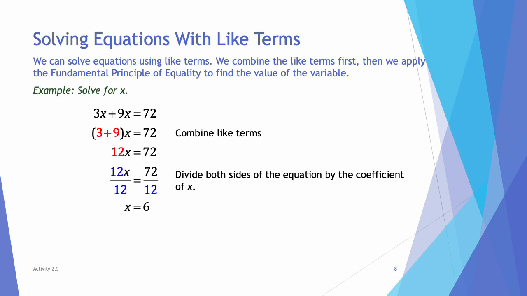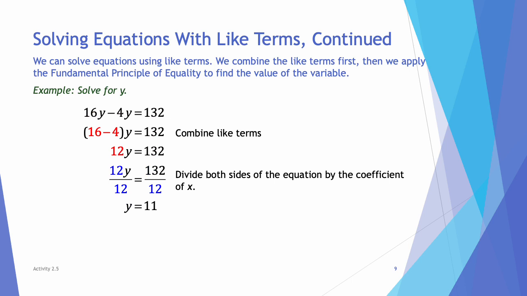We can also solve equations using like terms. We combine the like terms first, and then we apply the fundamental principle of equality, which we learned in sections 2.3 and 2.4, to find the value of the variable. So if I want to solve for x, and I have 3x plus 9x equals 72, I combine the like terms. 3x plus 9x is 12x equals 72. And then I divide both sides by 12, which is the coefficient of x, and I end up with x equals 6.